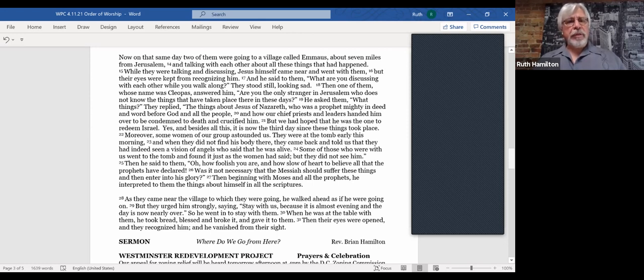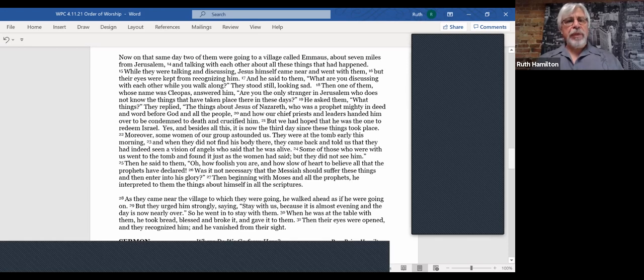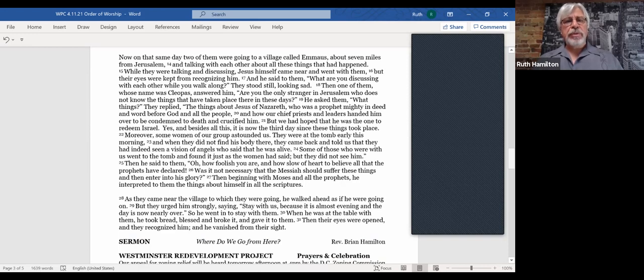He asked them, what things? They replied, the things about Jesus of Nazareth, who was a prophet, mighty in deed and word before God and all the people, and how our chief priests and leaders handed him over to be condemned to death and crucified him. But we had hoped that he was the one to redeem Israel. Yes, and besides all this, it is now the third day since these things took place. Moreover, some women of our group astounded us. They were at the tomb early this morning, and when they did not find his body there, they came back and told us that they had indeed seen a vision of angels who said that he was alive.